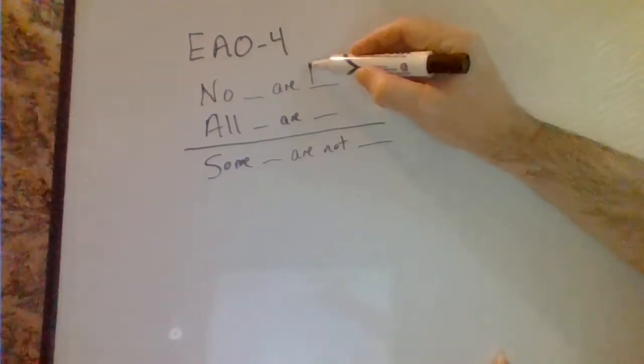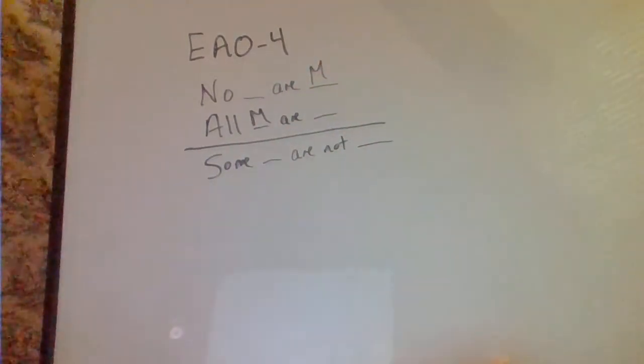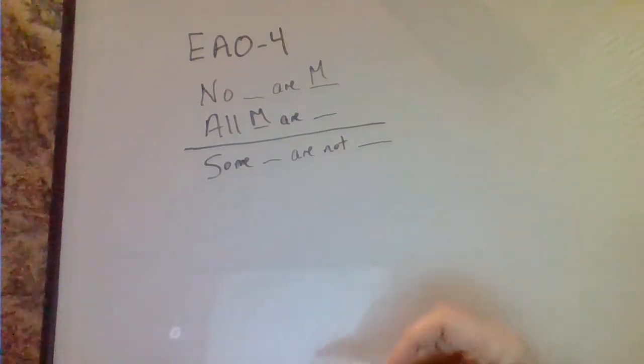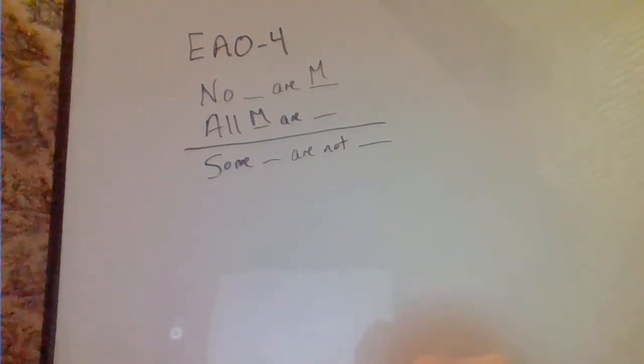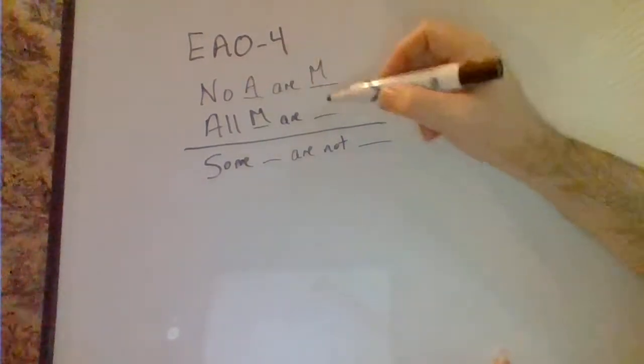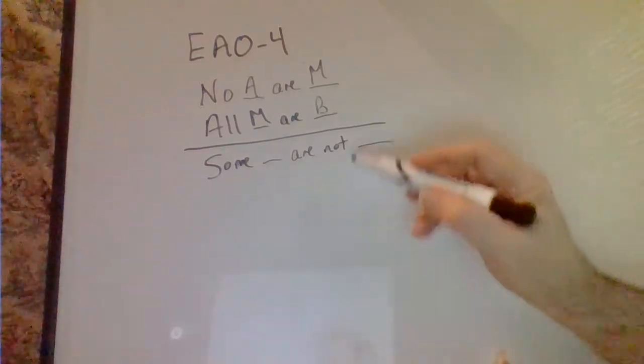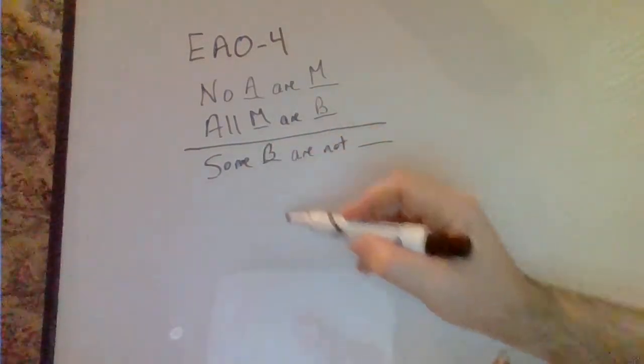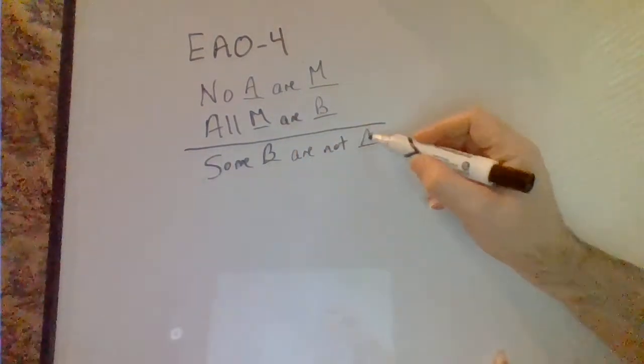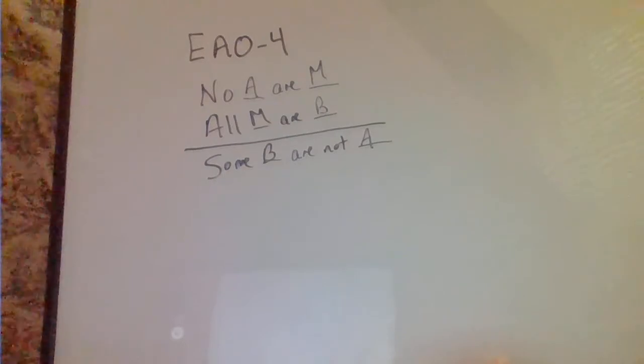And when I'm working them out like this, I always just use M for my middle term, and M stands for middle term. It makes sense. Once we've got that in place, we can simply fill in with other letters for the major premise and the minor premise. Again, I usually use A for the major and B for the minor. And then we have to fill in the conclusion. Well, remember again that the minor term is always the subject of your conclusion. The major term is always the predicate of your conclusion. And so right there, we have written out for us an EAO figure 4 syllogism. No A are M, all M are B, therefore some B are not A.